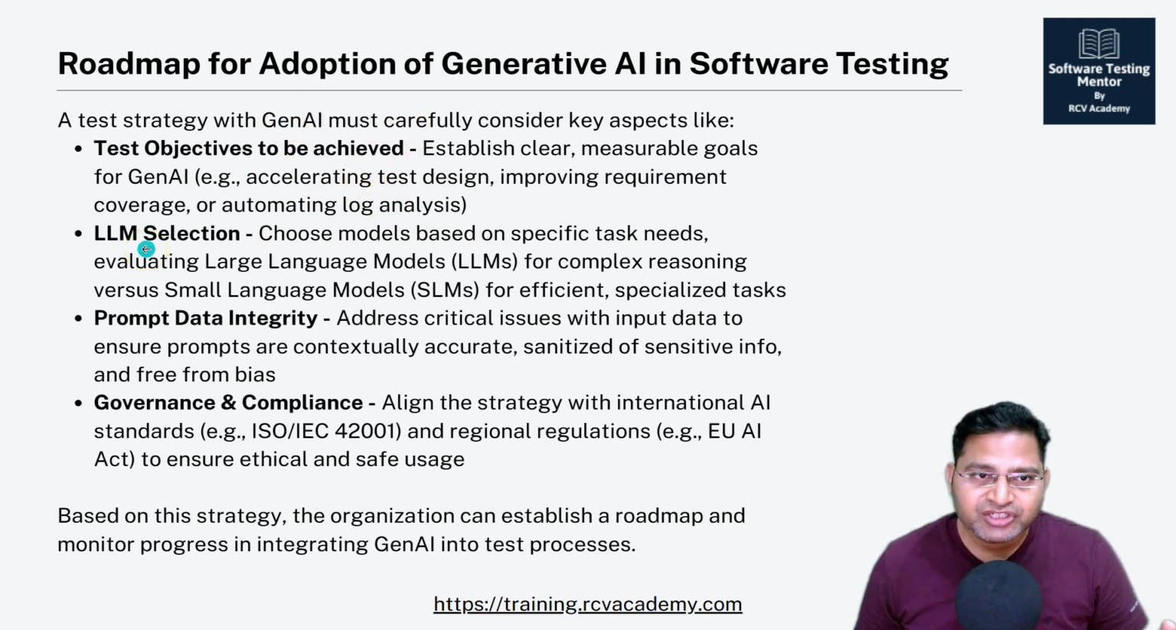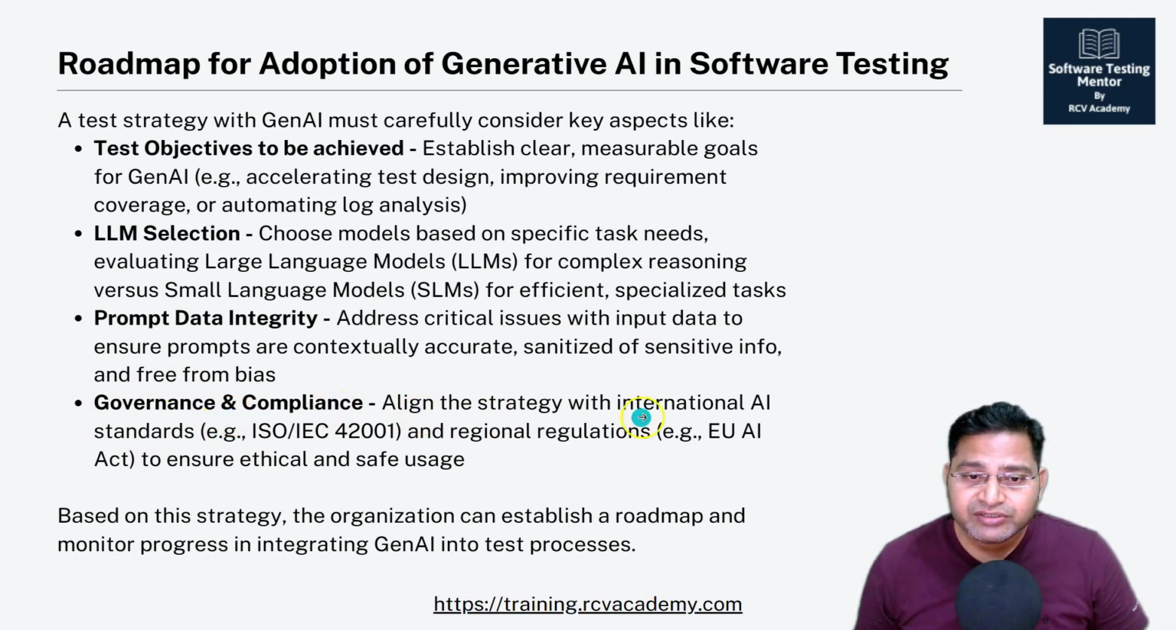Then the LLM selection needs to go there in the test strategy as well. So choose the models based on a specific task needed. You evaluate the large language models for complex reasoning versus small language models for efficient specialized tasks. So that selection needs to go there in the strategy as well. Then prompt data integrity, addressing critical issues with input data to ensure prompts are contextually accurate, sanitized of sensitive info and free from bias.